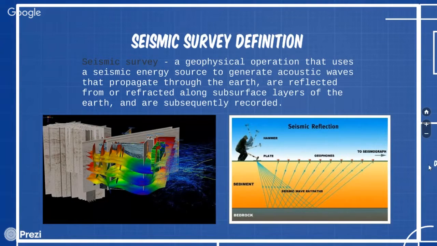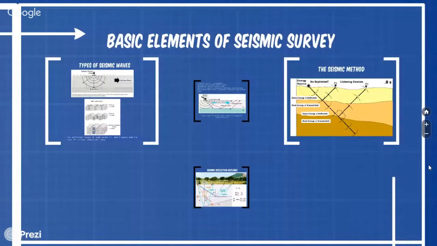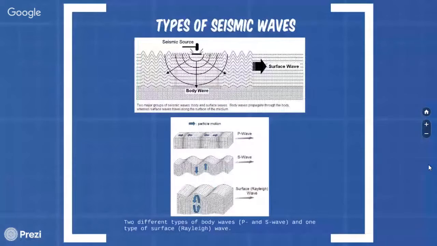Seismic waves can be categorized into two major types: body and surface waves. Body waves propagate through the entire body, whereas surface waves travel along the surface of the medium. Seismic body waves include two different types according to the relative direction of disturbance with respect to direction of propagation: primary and secondary waves. Seismic surface waves also include several different types, the Rayleigh wave being one.